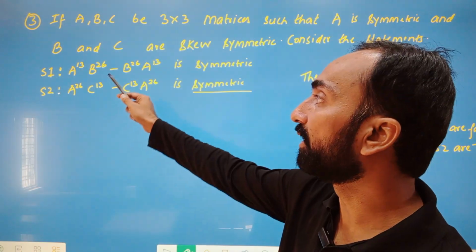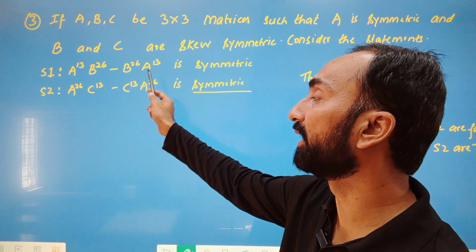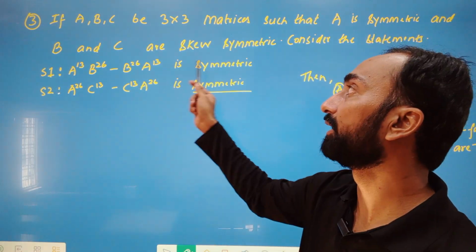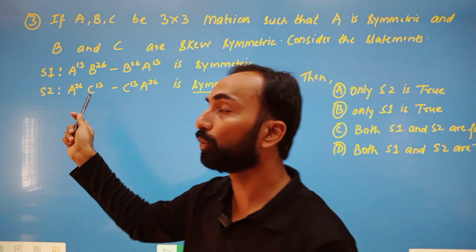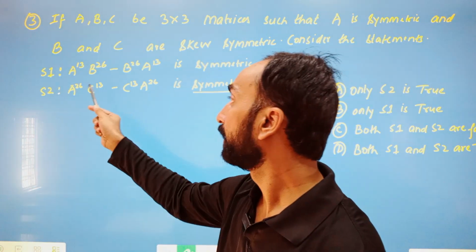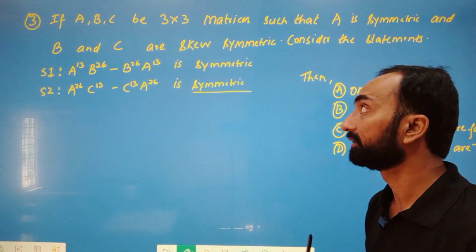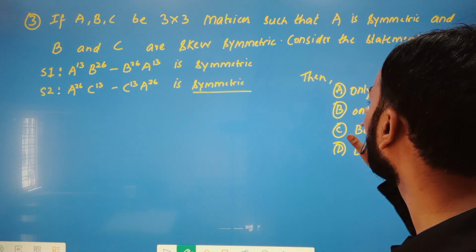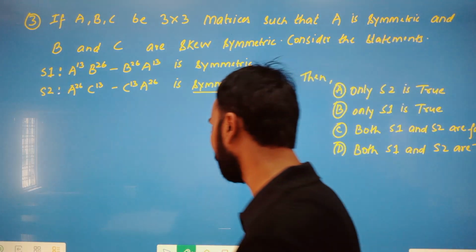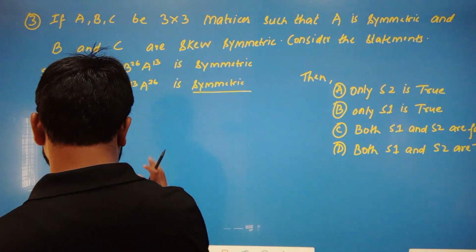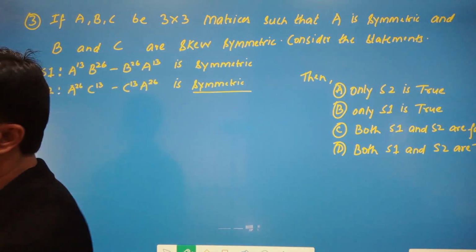Statement 1: A to the power 13 B to the power 26 minus B to the power 26 A to the power 13 is symmetric. Statement 2: A to the power 26 C to the power 13 minus C to the power 13 A to the power 26 is a symmetric matrix. Now we have been given 4 options. Let's verify which option is the correct option.